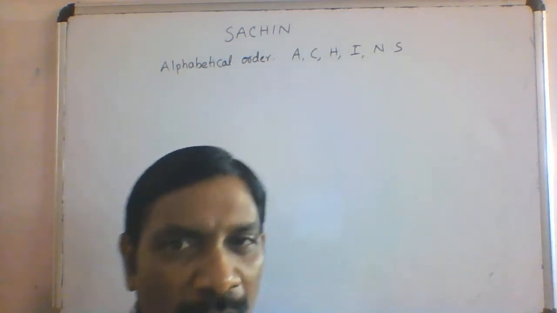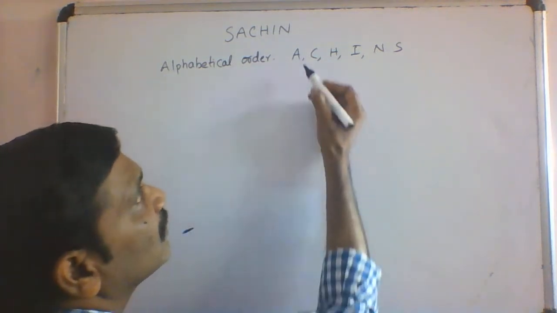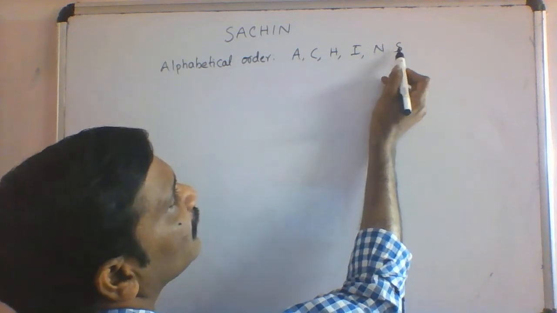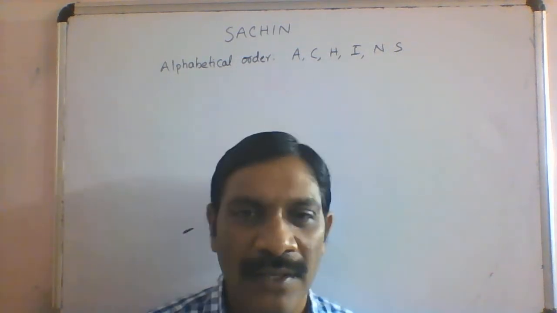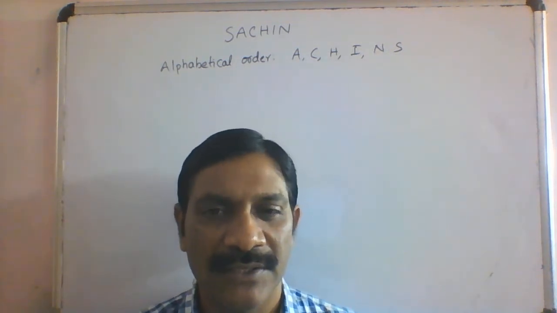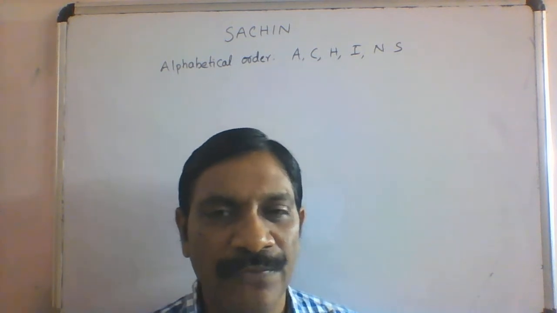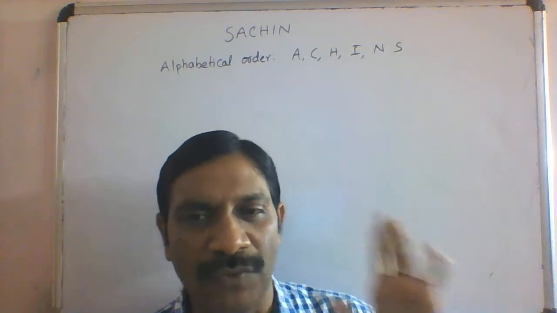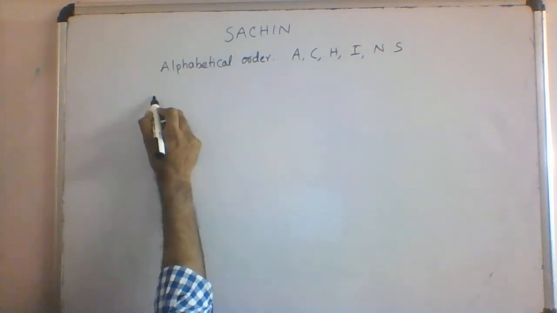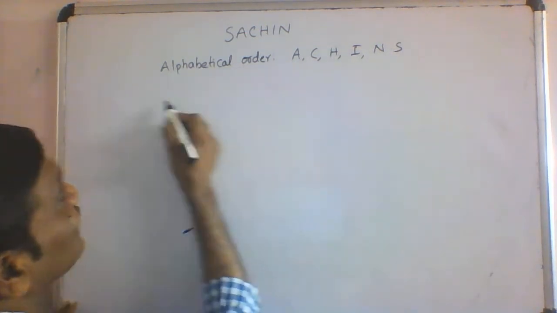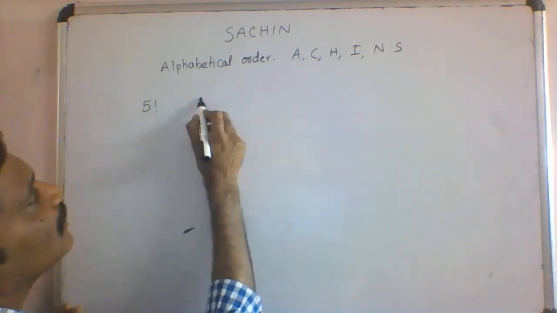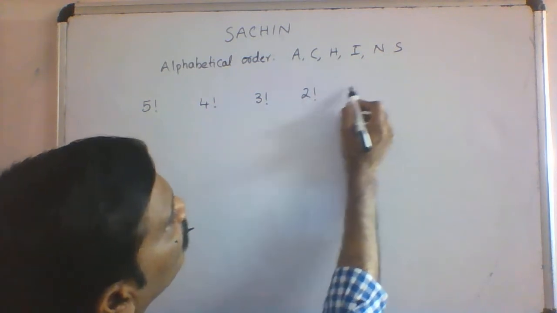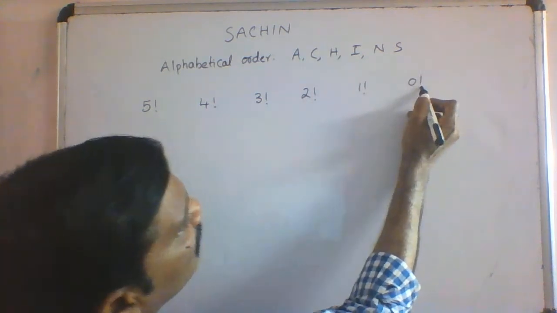Is it not? Count the number of letters: 1, 2, 3, 4, 5 and 6. If there are 6 letters, start writing from 5 factorial onwards, that is, number of letters minus 1 factorial onwards. Since there are 6 letters, I start with 5 factorial, 4 factorial, 3 factorial, 2 factorial, 1 factorial, 0 factorial.